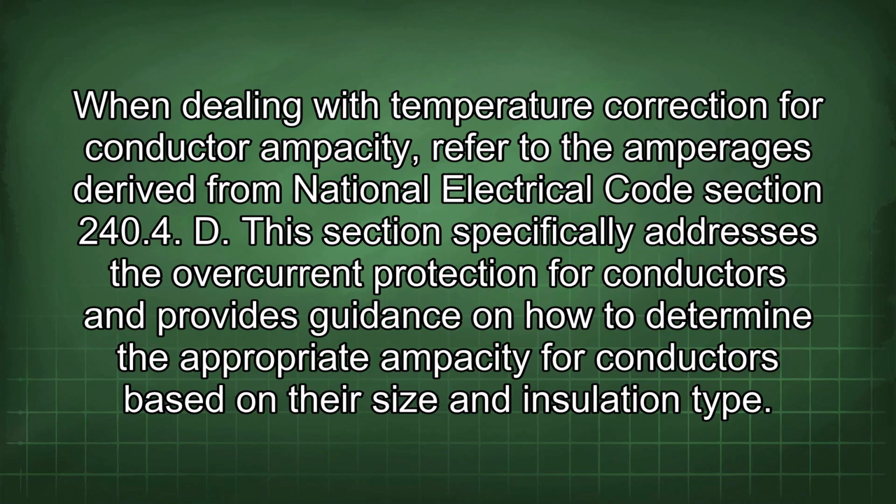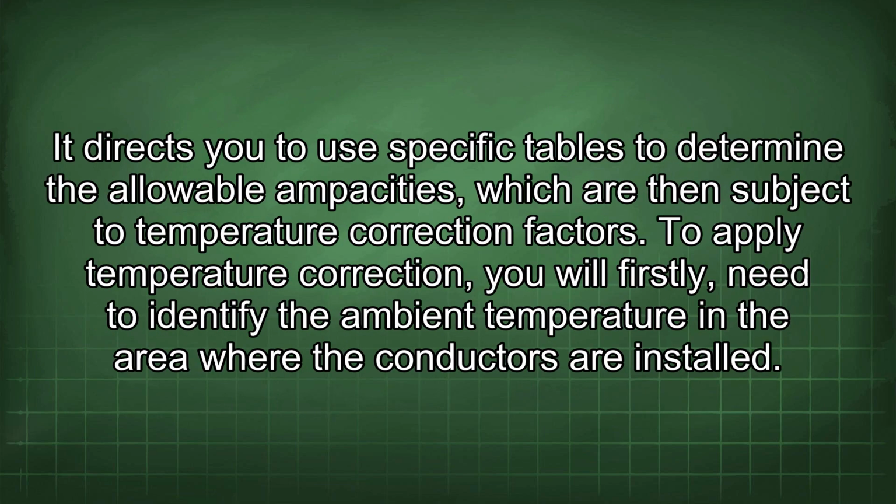When dealing with temperature correction for conductor ampacity, refer to the amperages derived from National Electrical Code section 240.4(D). This section specifically addresses the overcurrent protection for conductors and provides guidance on how to determine the appropriate ampacity for conductors based on their size and insulation type. It directs you to use specific tables to determine the allowable ampacities, which are then subject to temperature correction factors.